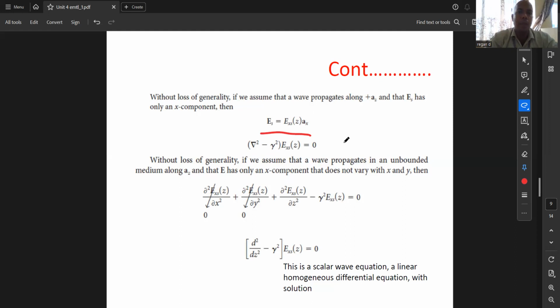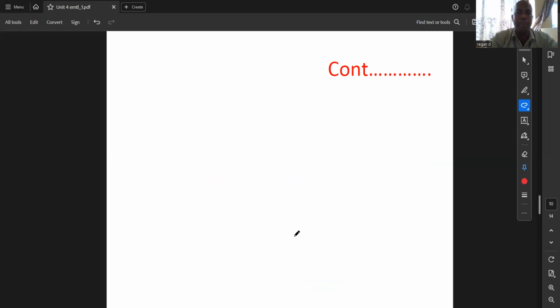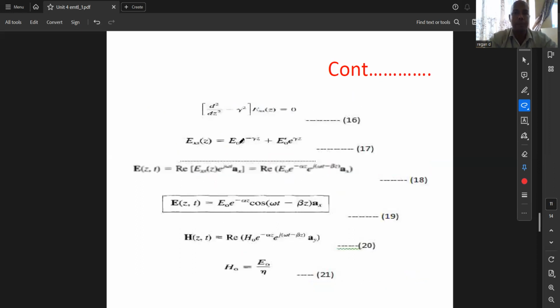So we can expand these equations like this. See here, I say that this wave has no x and y variations, so the x component and y component derivatives become 0. Only the component in the z direction is available. So from this, we get a scalar wave equation.